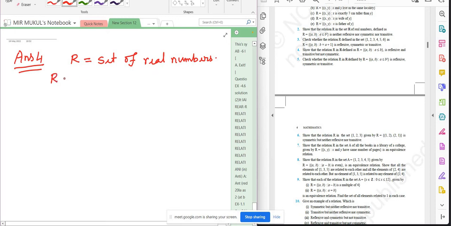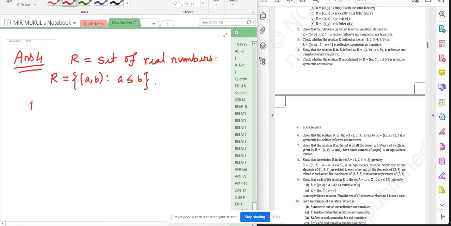Answer 4. So here the set is the set of real numbers, and R is the relation {(a, b) such that a is less than or equal to b}.